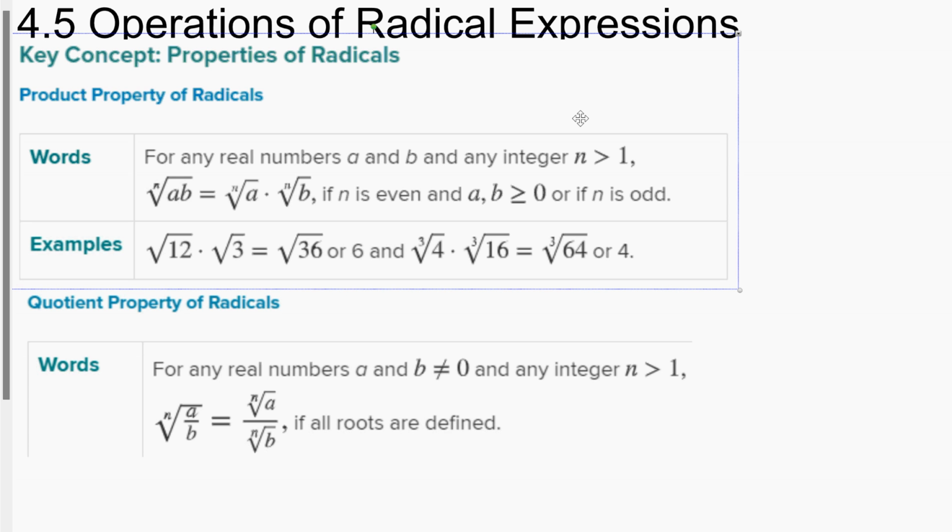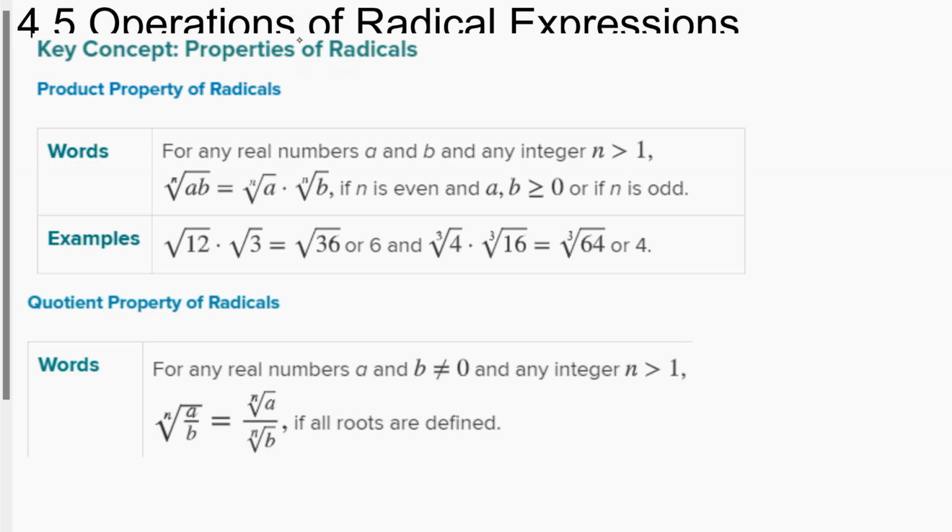Concepts of Section 5 of Module 4, Operations of Radical Expressions. These are the properties of radicals. We have the product property. As long as what's inside the radical is being multiplied, we can separate that into two different radicals with the same index, so the same type of root, and we can separate those products.